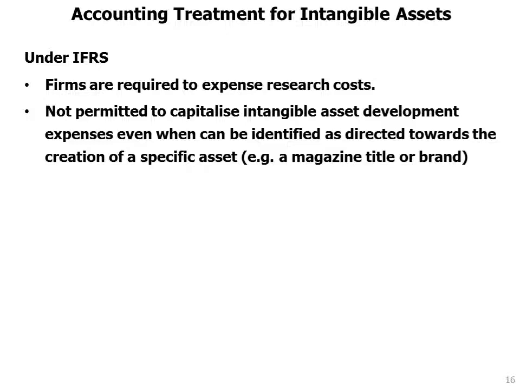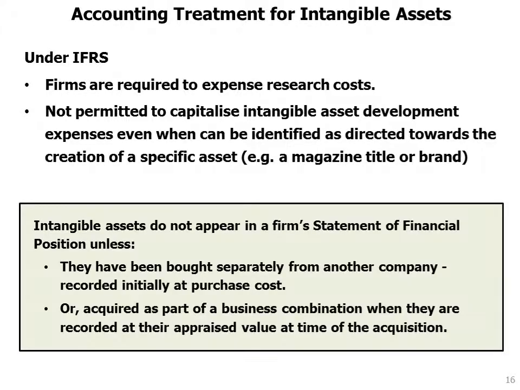So if a company spends a lot of money promoting, advertising a new magazine title or a brand, it cannot capitalize that expense and attribute that expense to a cost to be used for the value of a magazine title or brand on the balance sheet. So all of these expenses are expensed, and intangible assets which are developed in-house do not appear on the balance sheet, which means that the value for intangible assets at technology and bio companies is seriously understated, because it does not include intangible assets developed in-house.